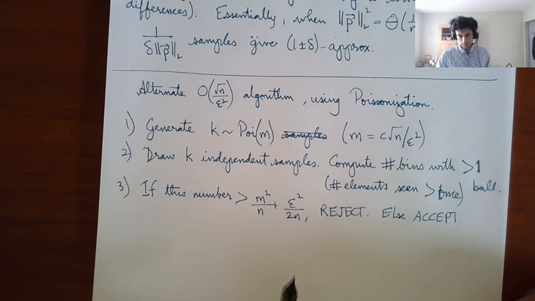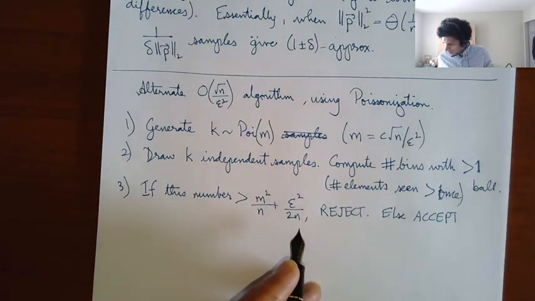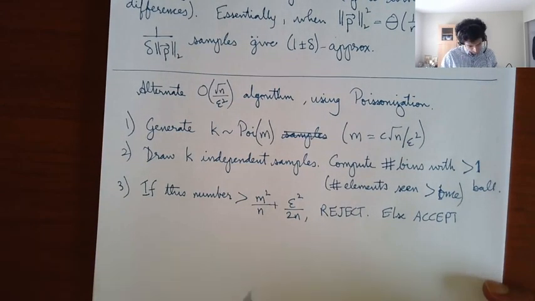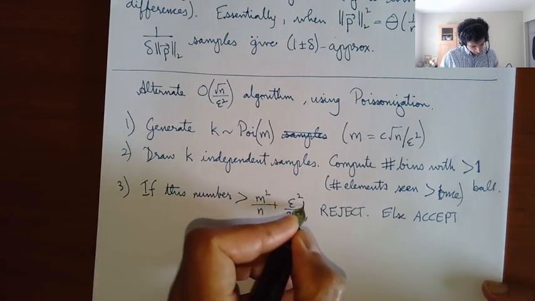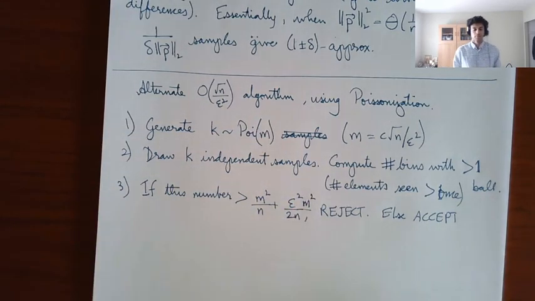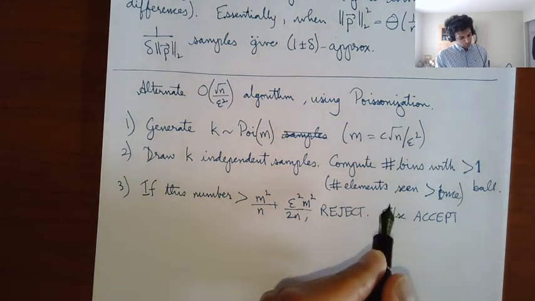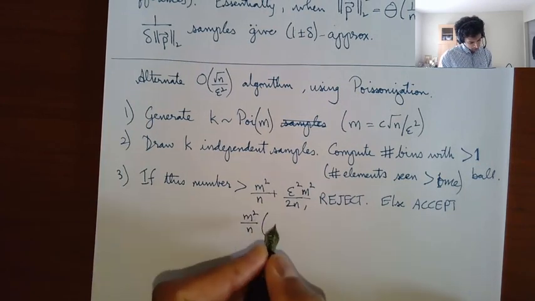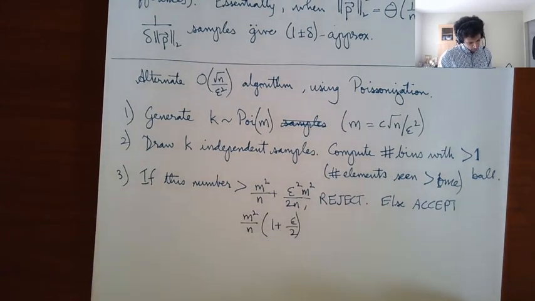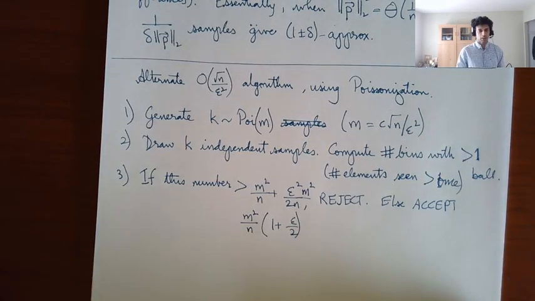All right. Unfortunately I've fudged my, sorry, I should say plus epsilon square m square. So he says if the number of items that you've seen more than once is more than this bound, again, this is m squared divided by n times 1 plus epsilon over 2, then you reject, otherwise you accept.